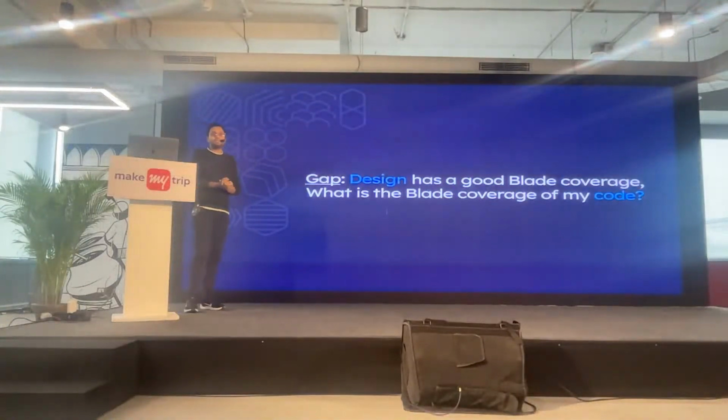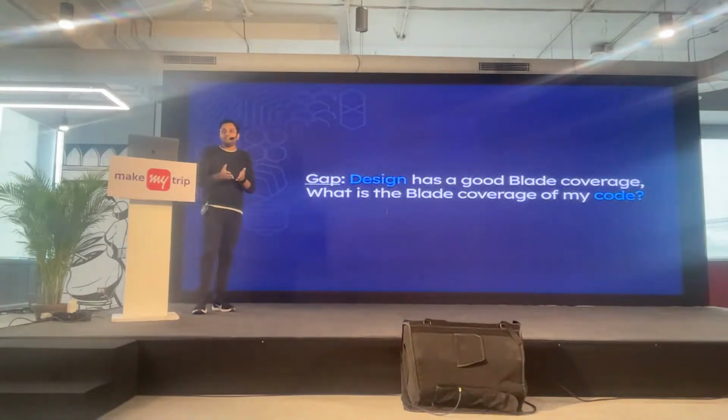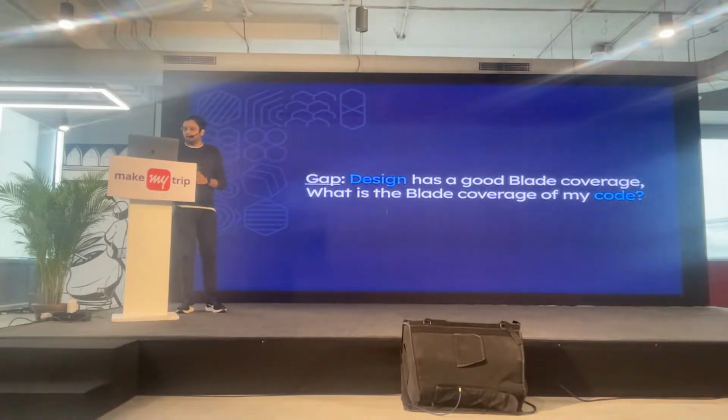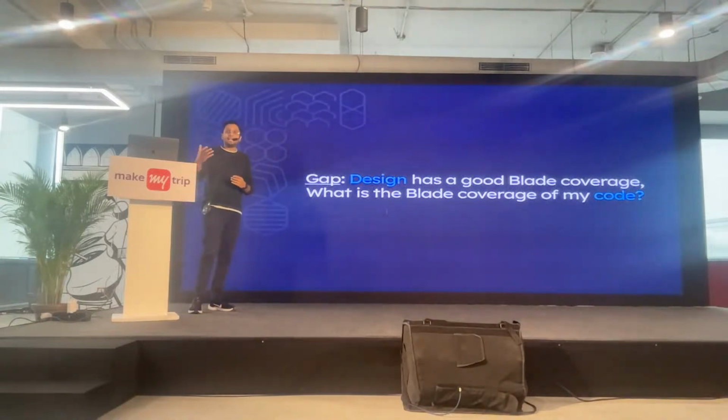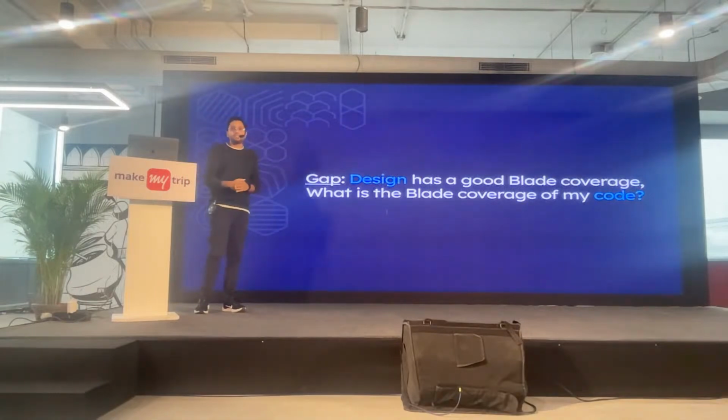So we saw there was a way for designers to calculate the coverage that their designs have for Blade. We saw how developers can easily replicate that on code as well by just copy pasting the code. But even after I've copy pasted the code, even though I know my design has 90 plus coverage, how do I ensure my actual code, what I'm writing in my local host, has a good coverage as well?